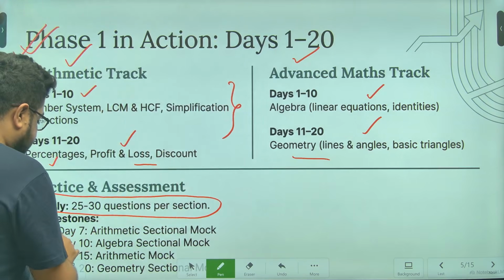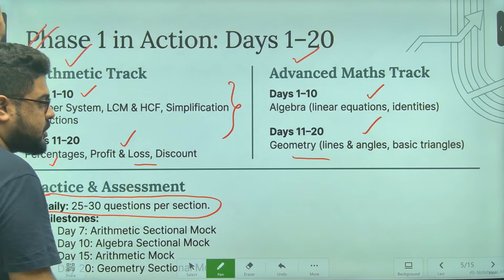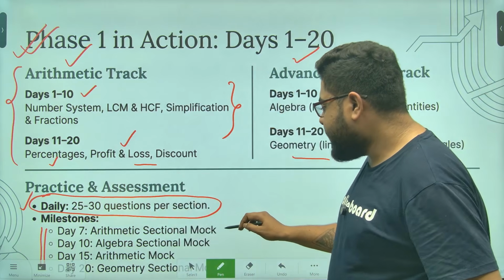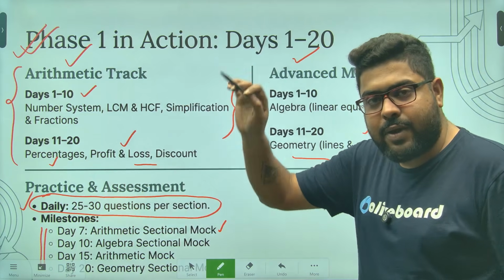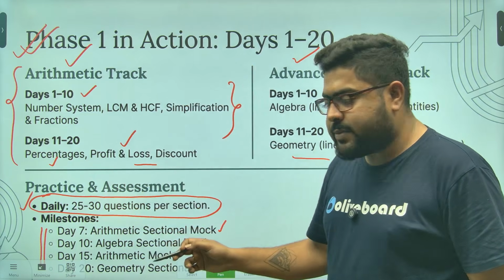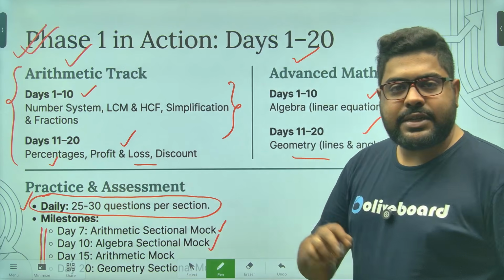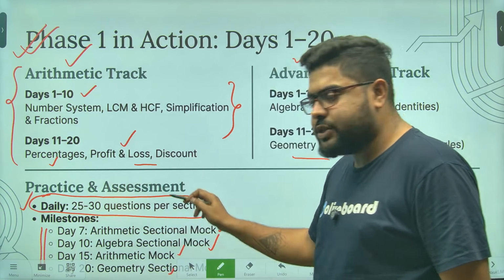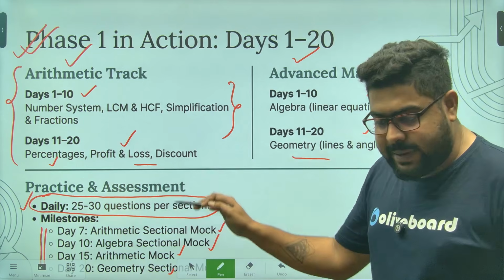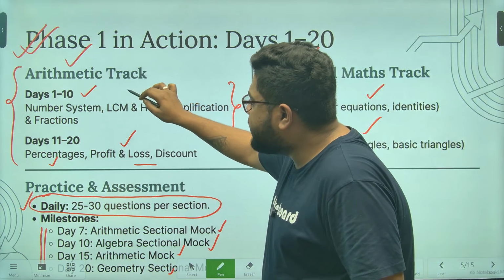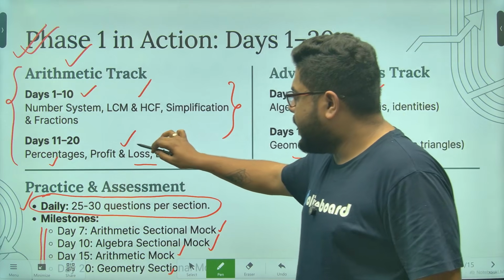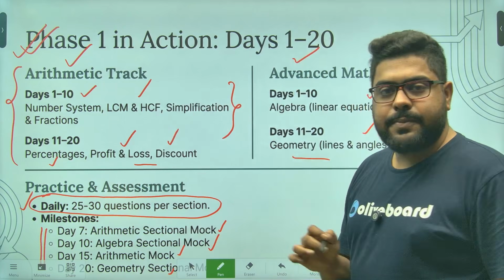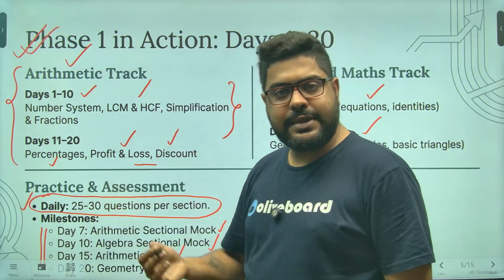Now, I have given you some self-checking milestones here, which you can definitely follow if you want. On the 7th day, meaning 1 week, you can take a sectional mock of arithmetic. On the 10th day, one sectional mock or topic test of algebra. Similarly, on the 15th and 20th, geometry and arithmetic once again. Arithmetic meaning, say, number system, take 1 topic test. Over here, you have done percentage, profit loss, discount, so take a topic test on this. This is how you proceed.